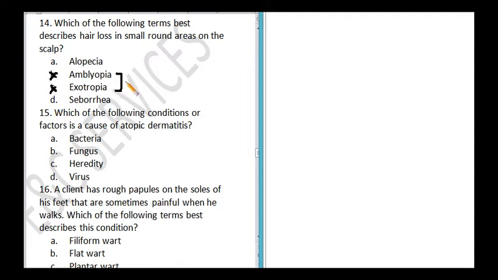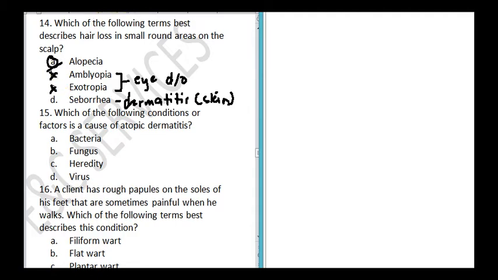Why? Because these two are eye disorders. They are not hair disorders. So that leaves us to only two options. The answer here is A. Why? Because seborrhea is a form of dermatitis. Therefore, the affected part is the skin. The answer here is letter A.